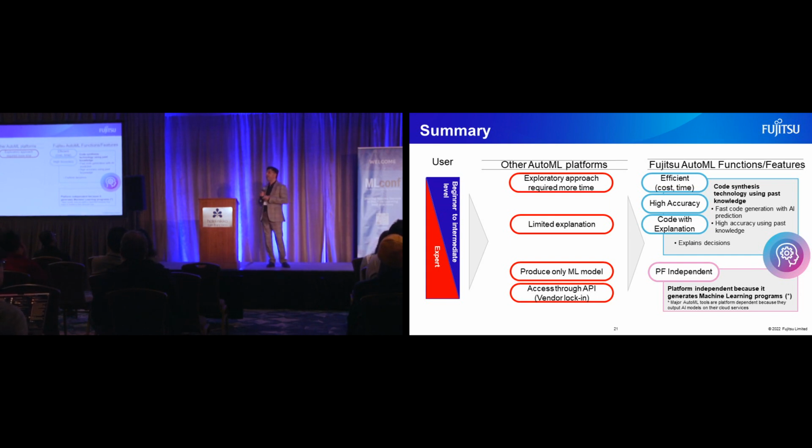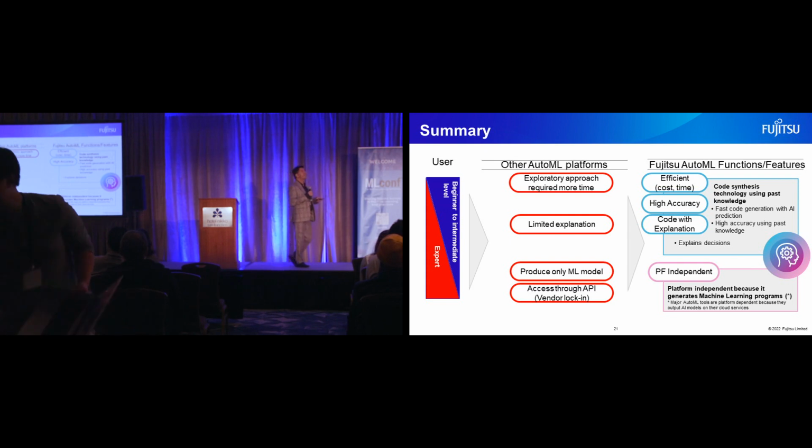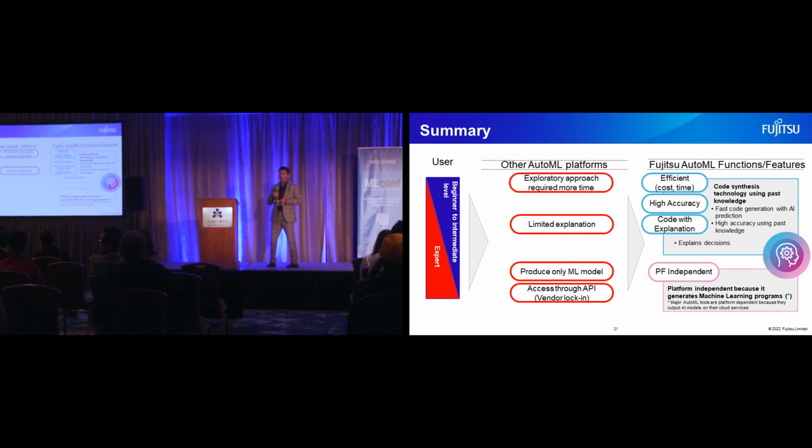The next point is that we also show this has a high accuracy compared to other existing AutoML platforms. We also generate the code. The other platforms have limited explanation of, for example, what the pipeline or the model is, but we explain each pipeline step by step: what the parameter is, what the threshold was, and why it passed those thresholds. Also, some other platforms produce only machine learning models, but they don't allow you to see what the actual source code is or how it is generated.